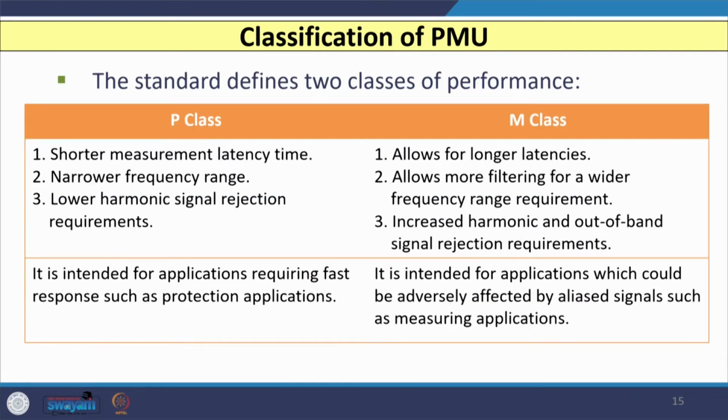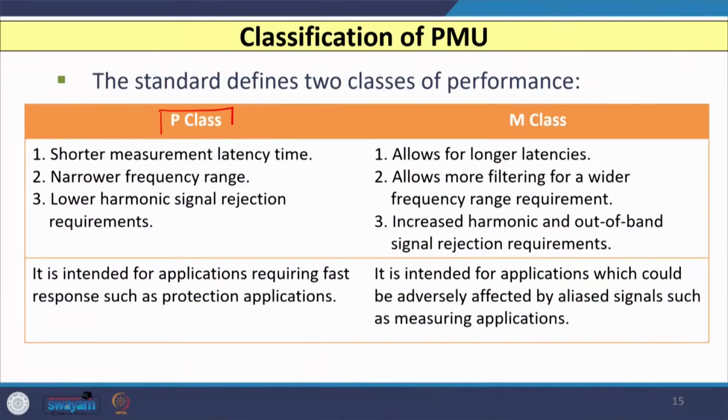Now let us see how we can classify phasor measurement units. Normally we can classify them based on their performance, and this is classified in two ways. One is the P-class PMU and the other is the M-class PMU. The name P is given because it is used for protection purposes, and M is given because it is used for measurement purposes. So let us see the difference between the P-class and M-class PMU.